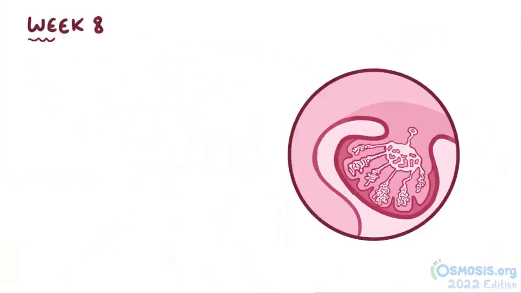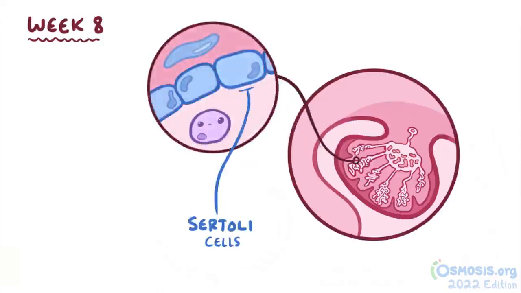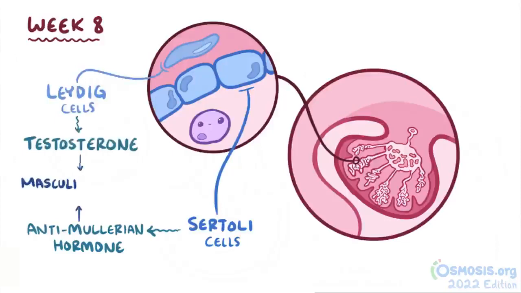During week 8, some cells in the walls of the seminiferous tubules differentiate into Sertoli cells. Sertoli cells surround the primordial germ cells and secrete anti-Müllerian hormone. In addition, cells between the seminiferous tubules differentiate into Leydig cells, and they secrete testosterone. Anti-Müllerian hormone and testosterone masculinize the rest of the male reproductive tract.